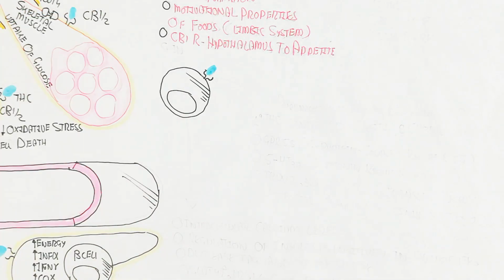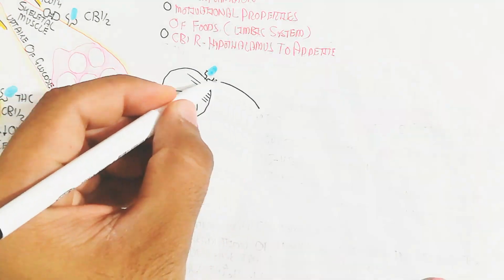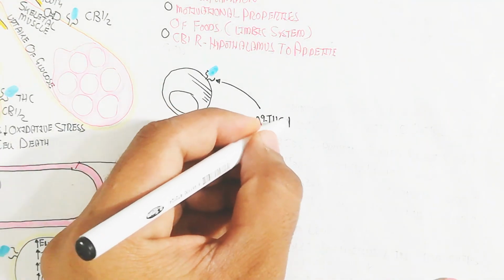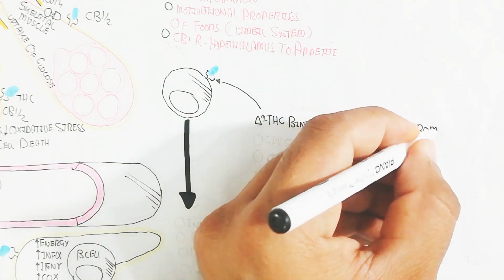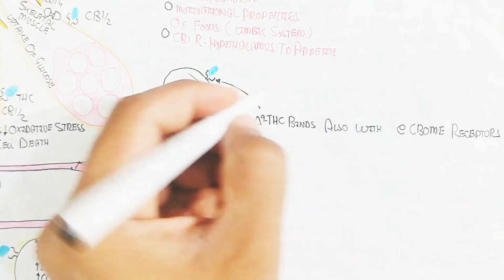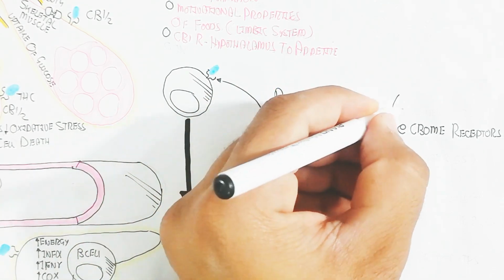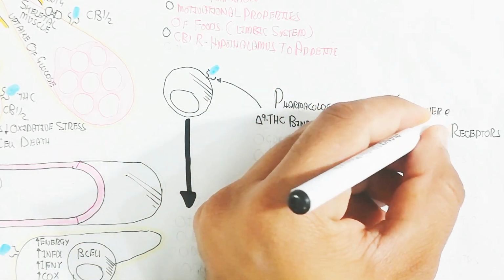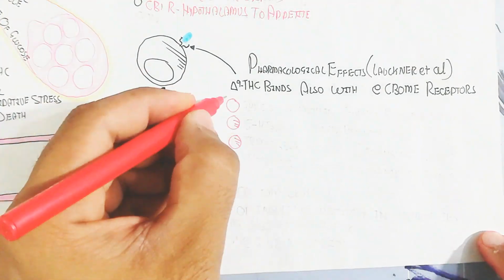Here I am taking a general cell from the cellular tissue. It contains many receptors. THC delta 9 binds with the CB receptors and also with other receptors, which we will discuss now. The pharmacological effect is described by Lenker et al.